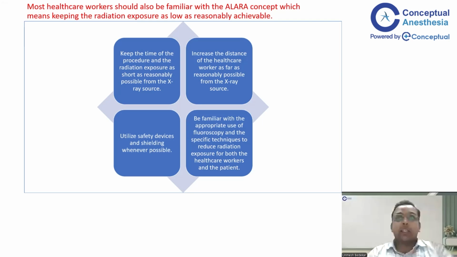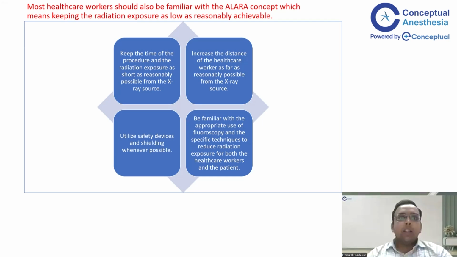Then we have to utilize safety devices and shielding whenever possible. And we have to be familiar with the appropriate use of fluoroscopy and specific techniques to reduce the radiation exposure for both the healthcare workers as well as the patient. And special precautions have to be taken if the patient is pregnant. You have to accompany the patient with a lead apron on the abdomen, like an abdominal shield. And basically, unless absolutely necessary, these patients are not to be subjected to any radiation procedures at all.